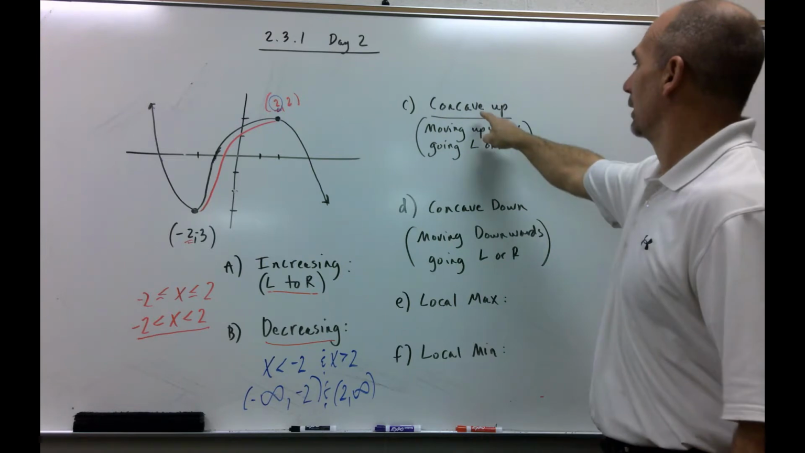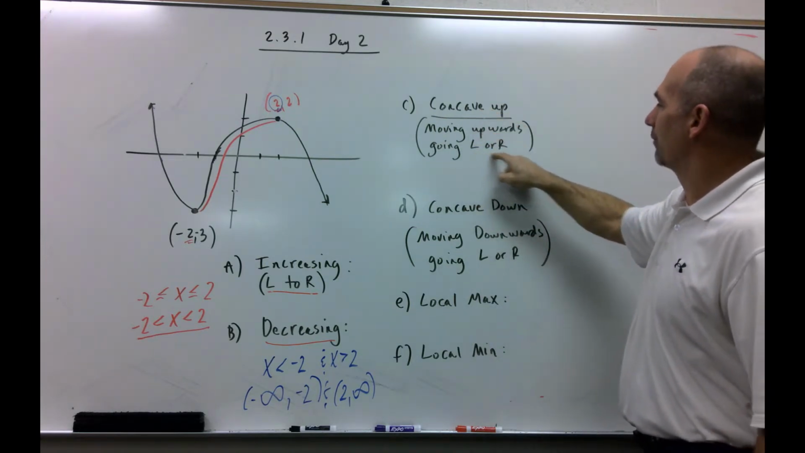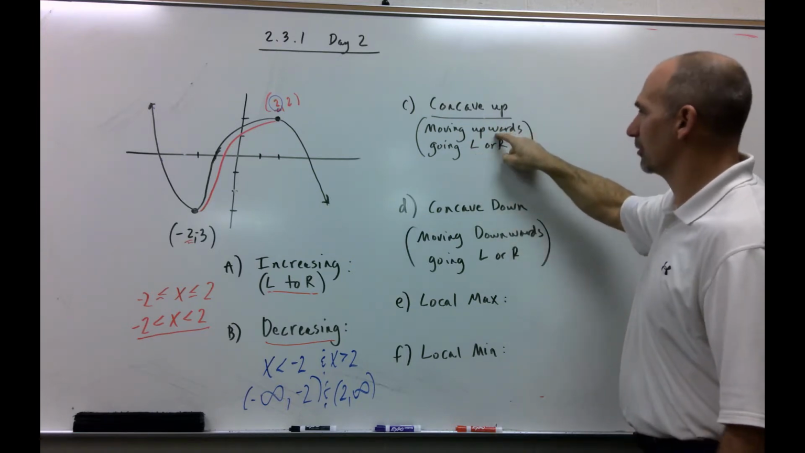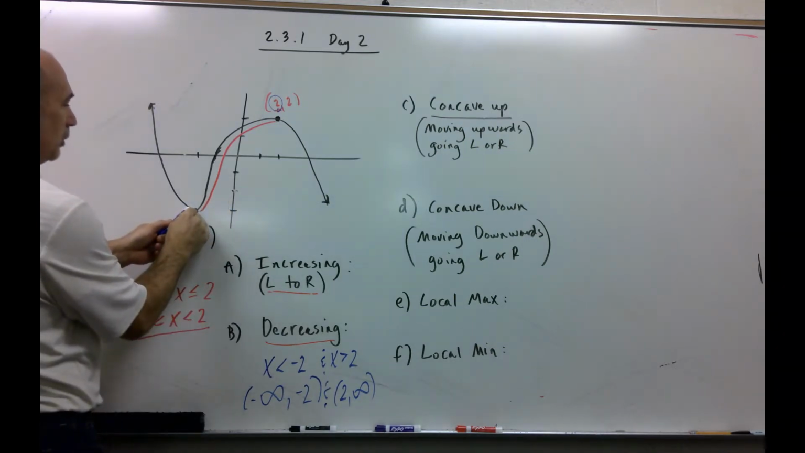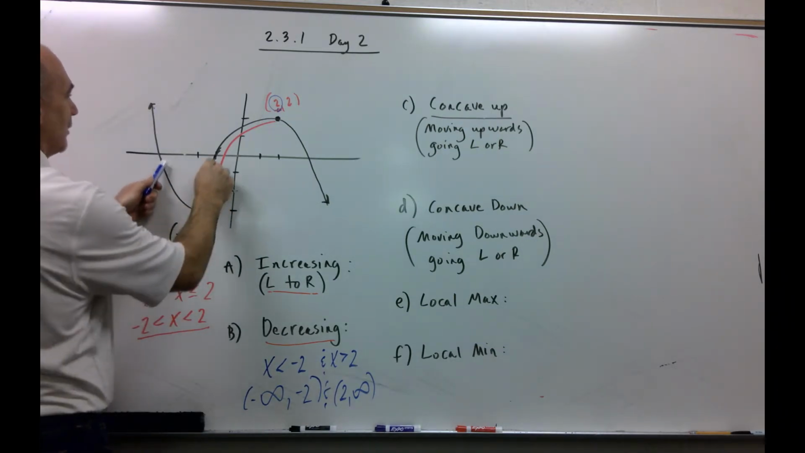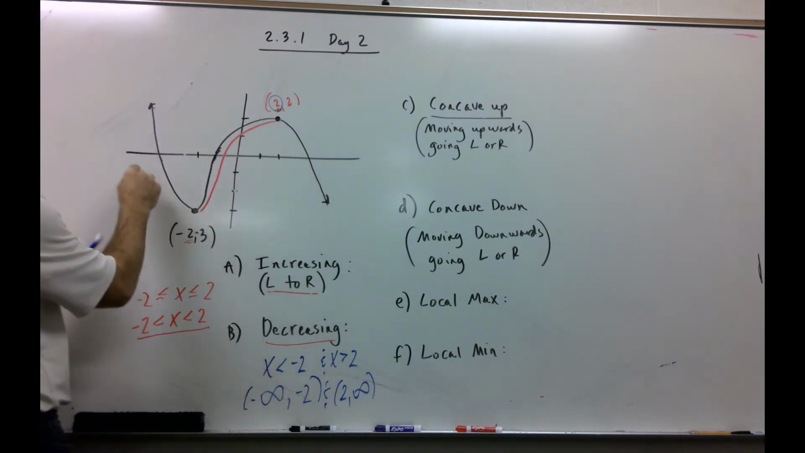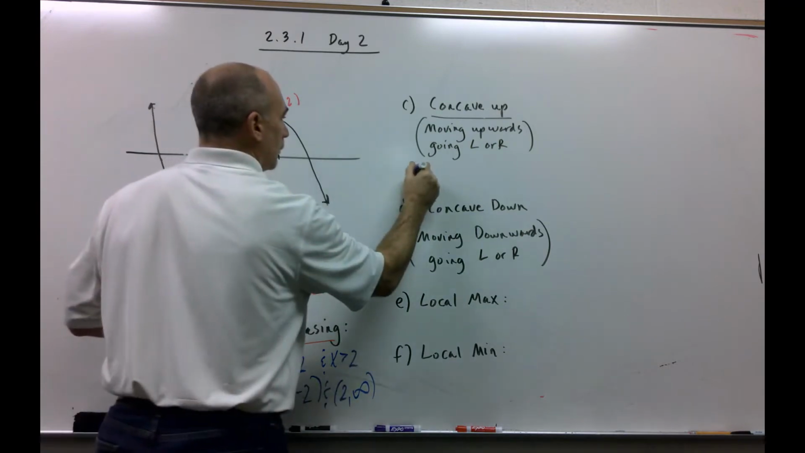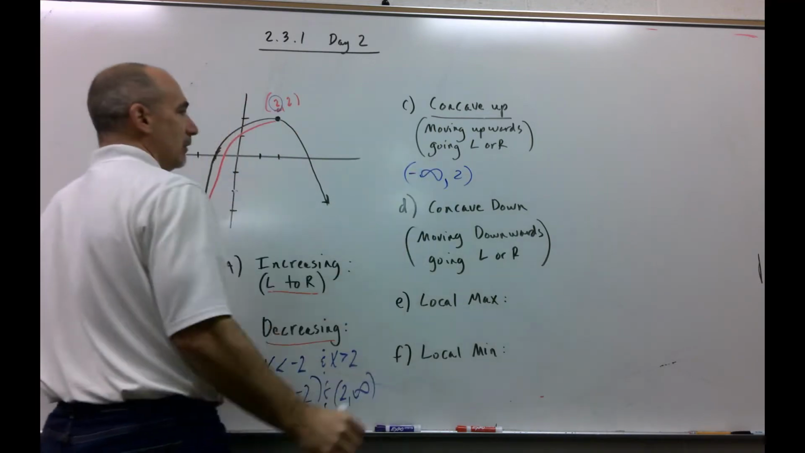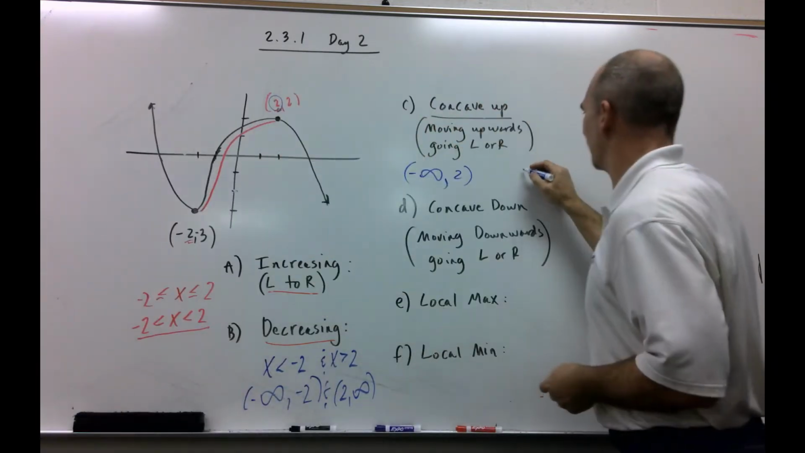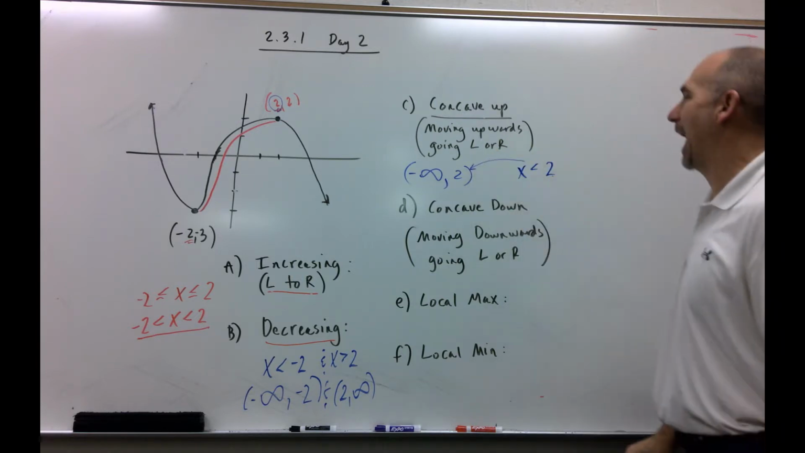Well, let's keep going. Concave up. The definition is, as you move left or right, you're going to go upwards in both directions. So if I pick out from here, and I go like this, I'm going up in both directions. So where does that happen? It happens from -infinity all the way to 2. And so they might say x is less than 2. That's a different way of saying that.